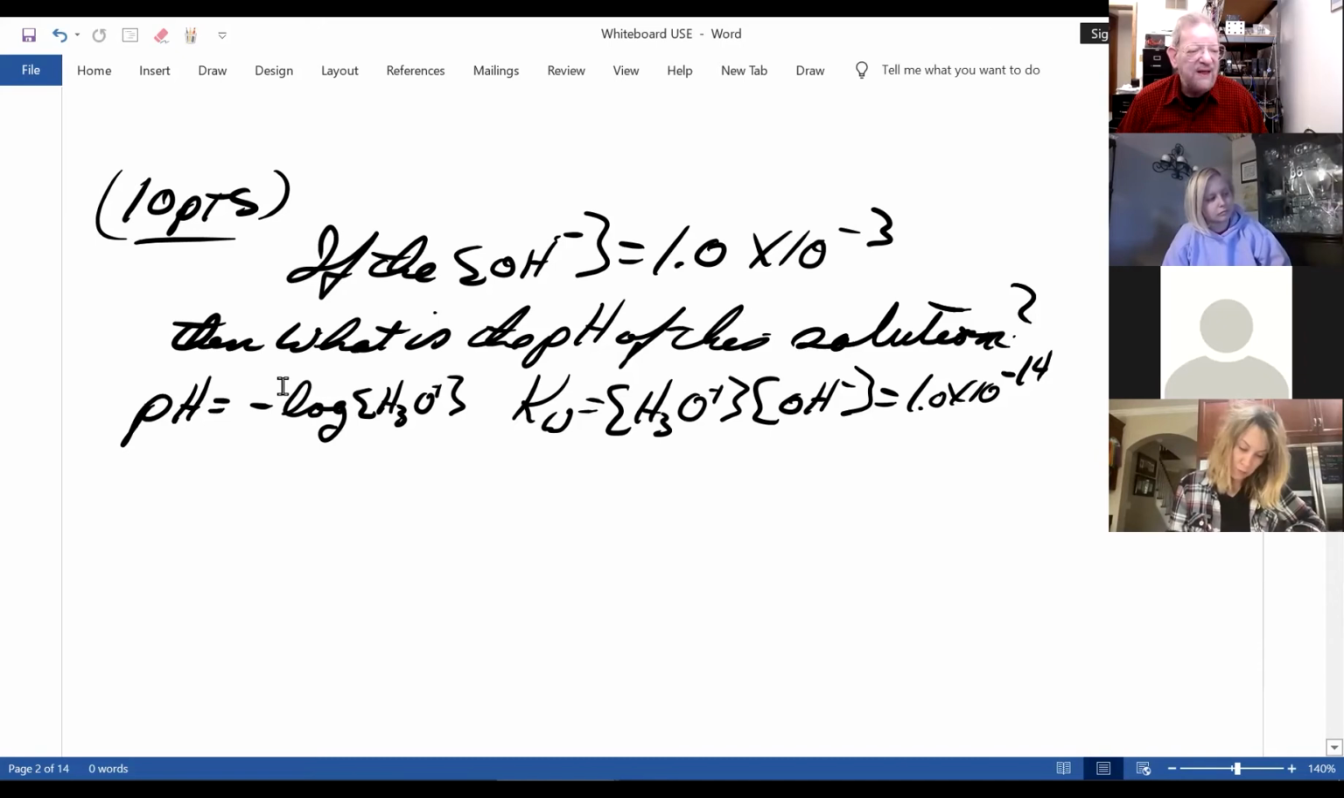It's already up. pH equals minus the log of the hydronium ion concentration, and Kw, which is named after me. No, I wish it was. Every time I see it, I think, oh, it's after me, is the hydronium ion concentration times the hydroxide concentration equal to 1.0 times 10 to the minus 14. Your turn. Have fun.